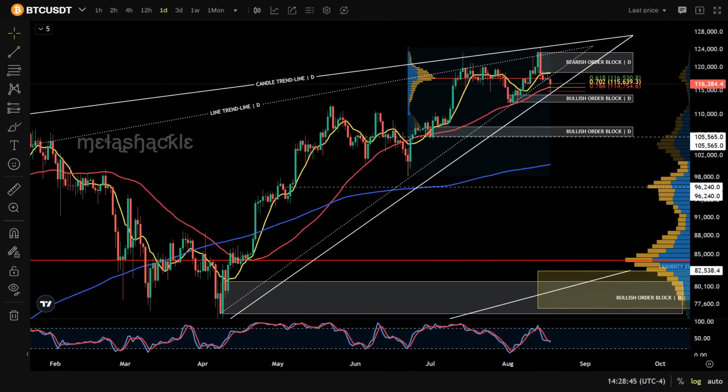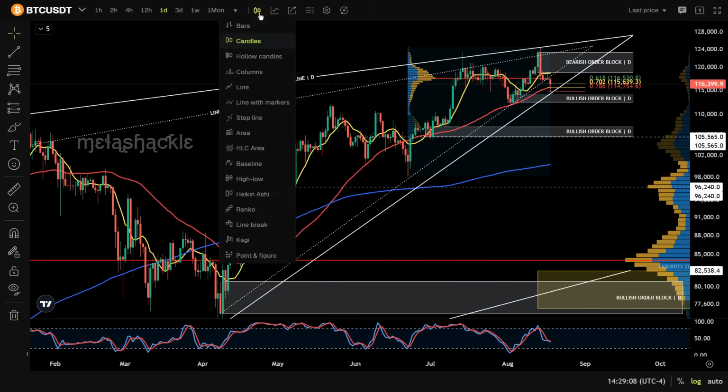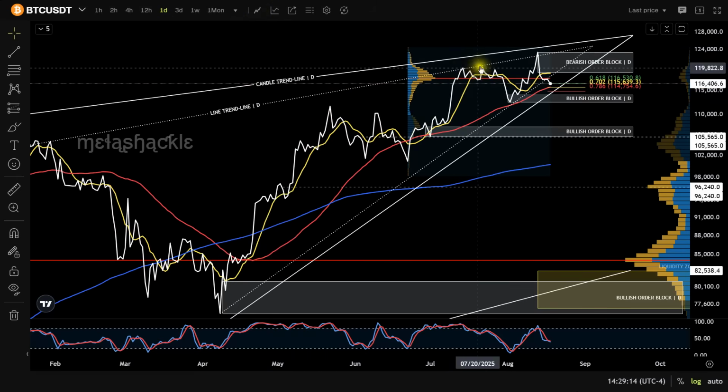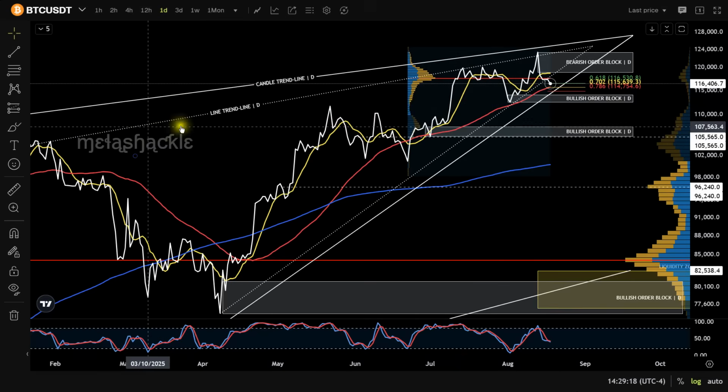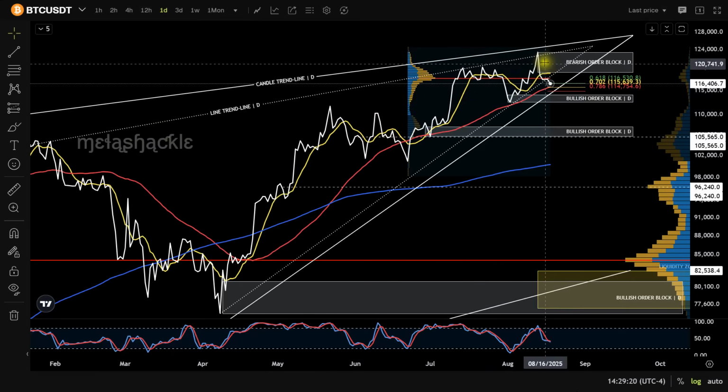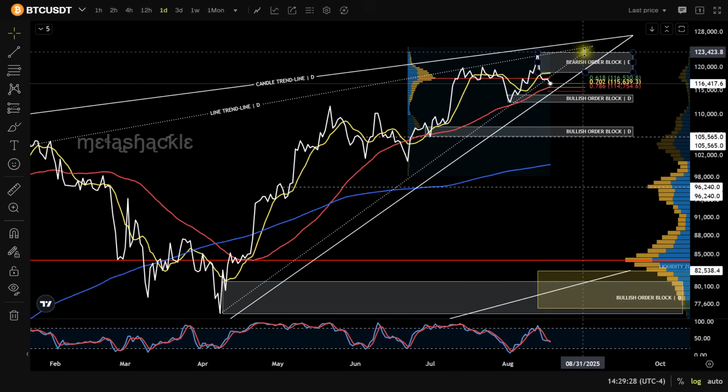Now there are some very interesting things going on here. Taking a look at the Bitcoin daily chart, I have two different sets of lines marked out here. This solid white line is based on the candles. This dotted line here is actually marked out using the ordinary lines. So when we look at this, we can see that the price of Bitcoin has now fallen below and outside of the regular line chart marked here in the dots.